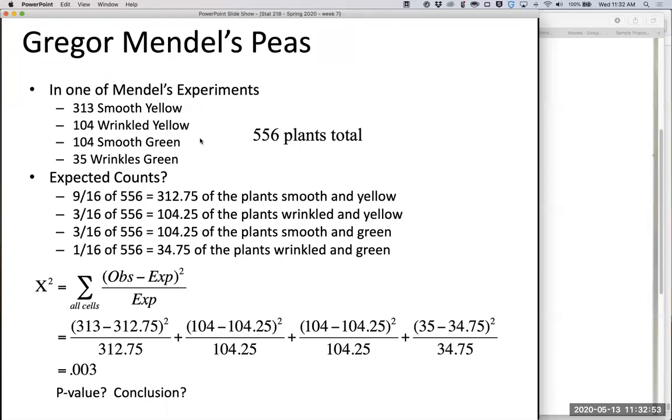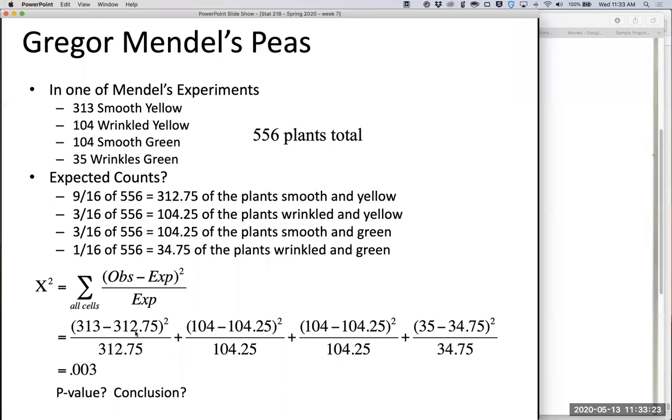For wrinkly yellow, 3/16 of 556 is 104.25. Smooth green, 1/16 of 556, or 34.75. Wrinkly green. My chi-square value is something across all four different morphologies, different ways of looking at a pea plant.